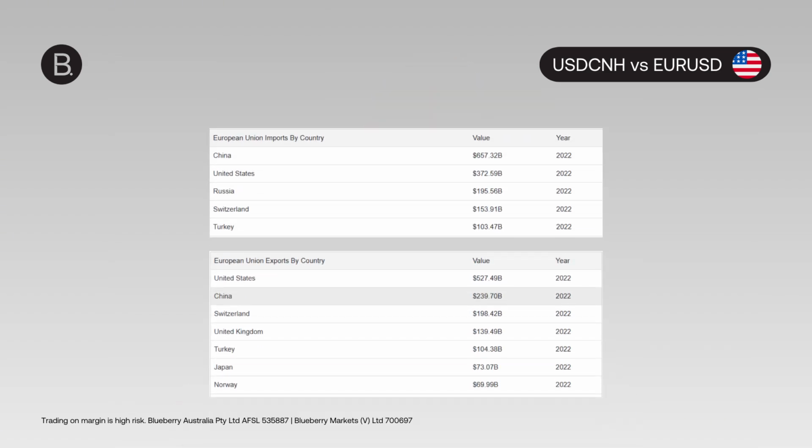The opposite happens when the US dollar weakens. China and the EU are major trading partners. A slowdown in China's economy can negatively impact European growth, indirectly weighing on euro US dollar.